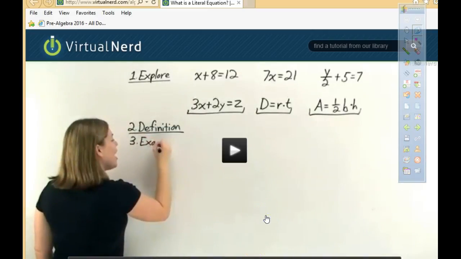So you got the definition down? A literal equation is an equation with, what would you say? More than one variable. You're going to see some examples of different ones as we look at them.